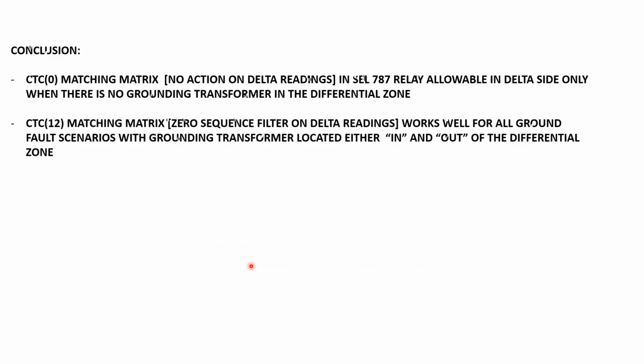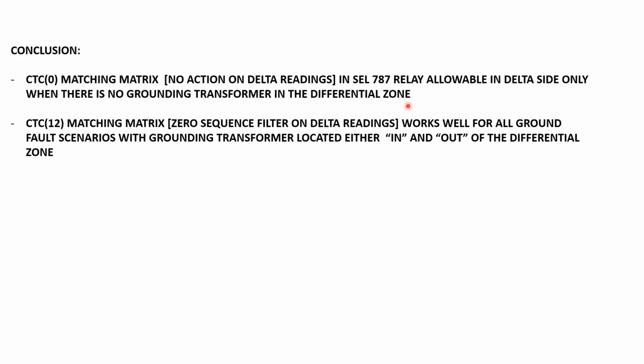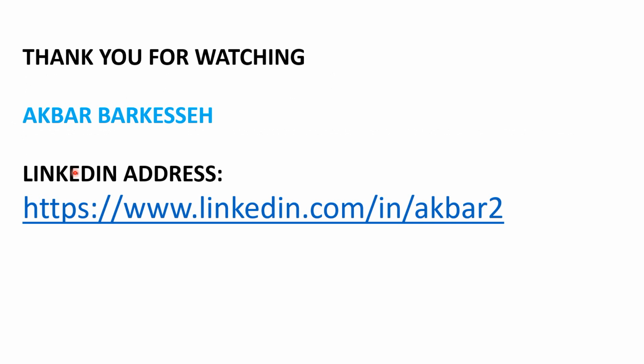So the conclusion from this scenario investigation is that the CTC0 matching matrix, which is no action on delta readings in the SER relay, is allowable on the delta side only when there is no grounding transformer in the differential zone. So if there's no transformer in the differential zone, it's okay not to have any action on the delta reading. But the CTC12 matching matrix, a zero sequence filter on delta readings, works well for all ground fault scenarios with the grounding transformer located either in or out of the differential zone. So that's how it works, with some examples.